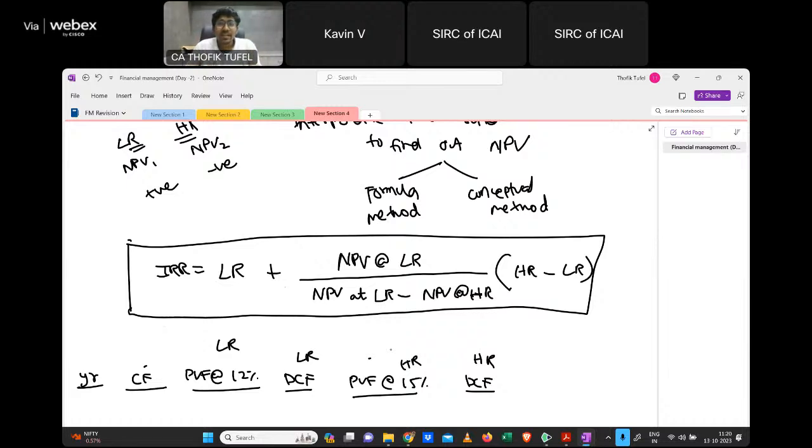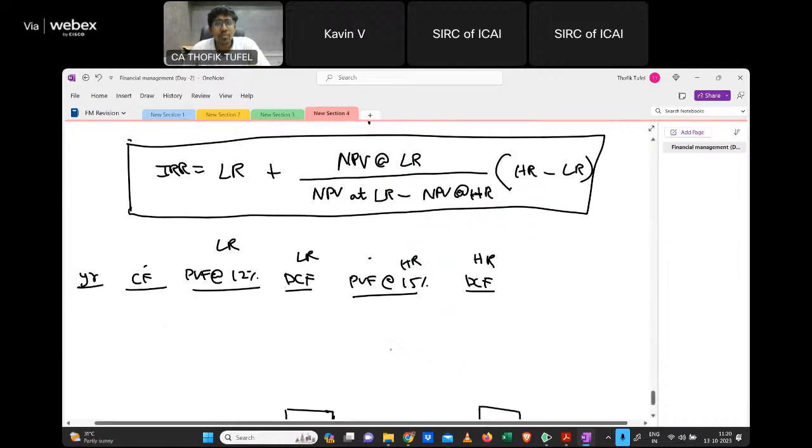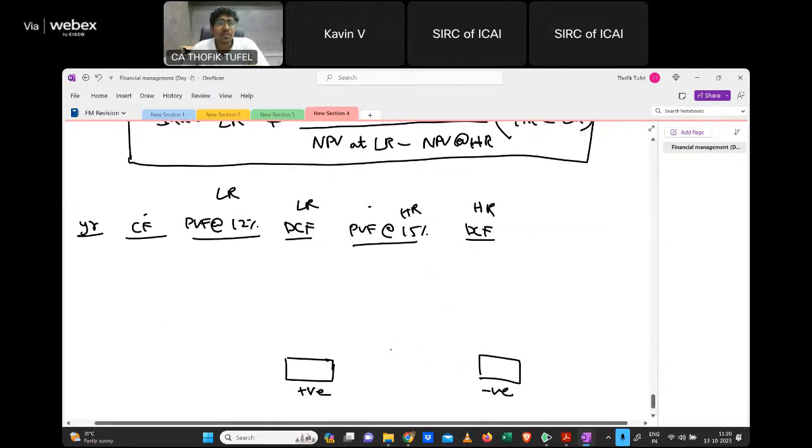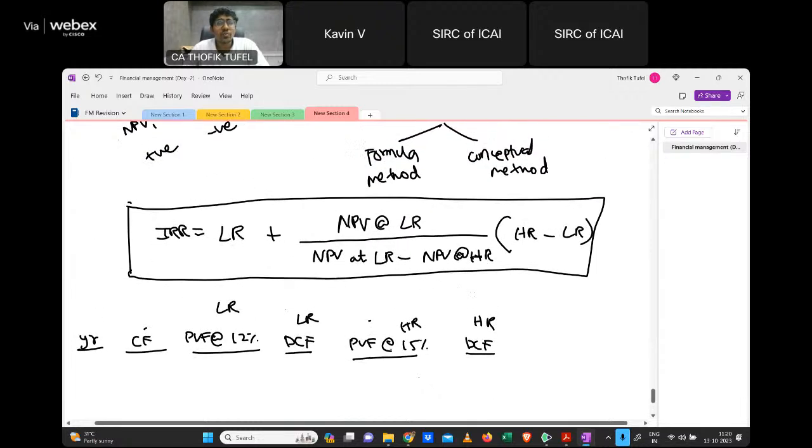See, IRR looks difficult, but once you make this table, it becomes very easy. You know, when you see this formula, many students are scared by seeing this formula. That is where there is one thing called conceptual method.